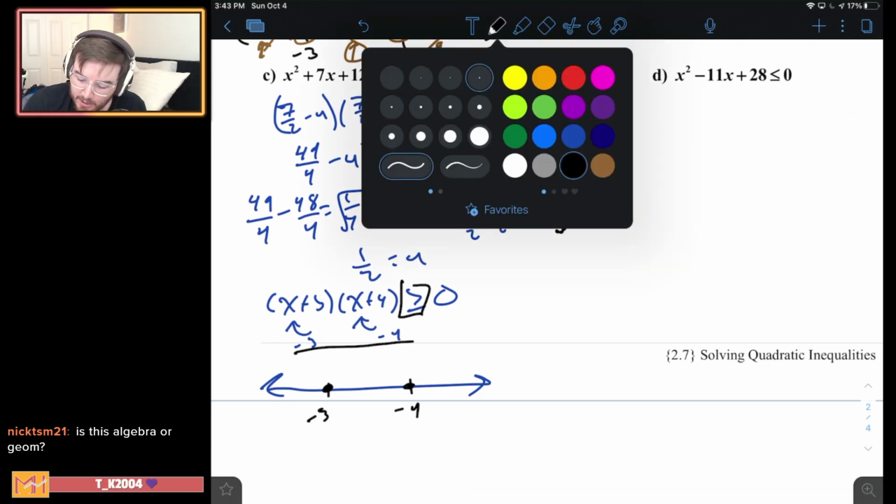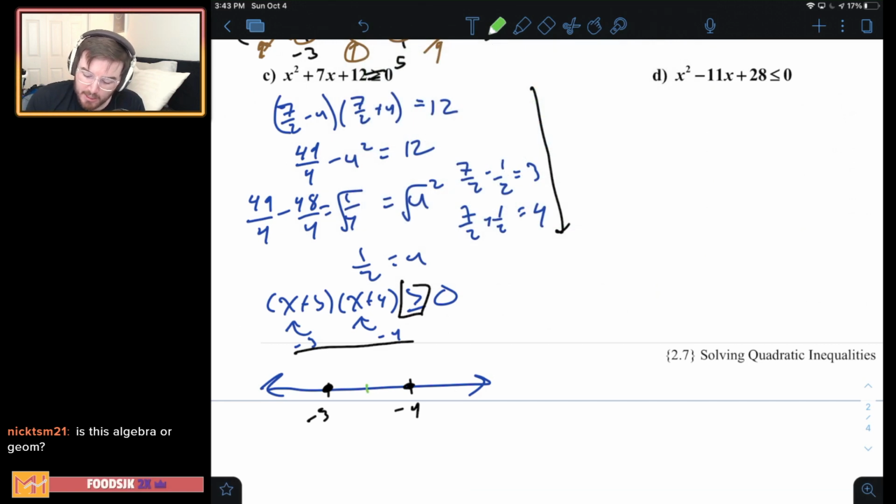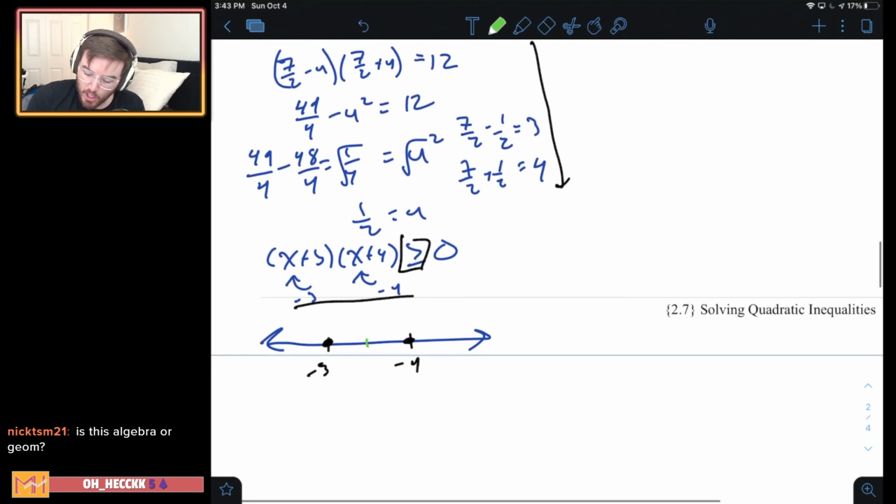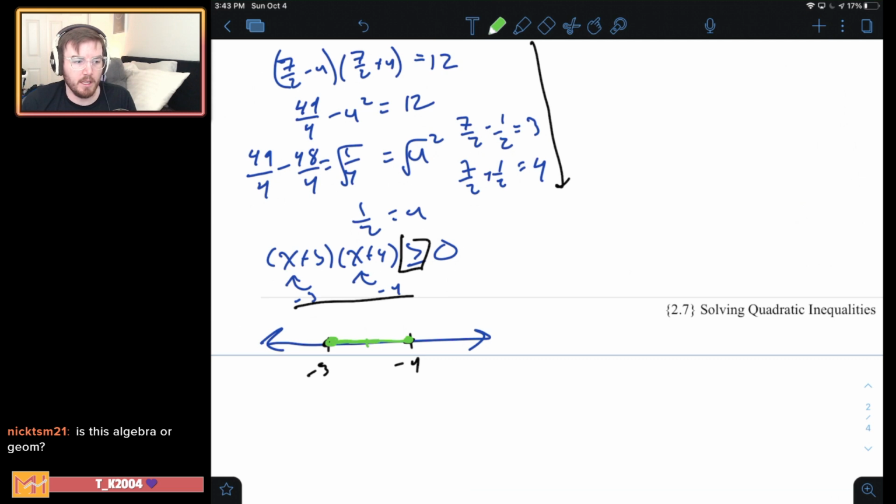Well, let's test out some numbers. If you plugged in 0, what would you get? 0 plus 3, 0 plus 4. So 3 times 4, that's 12. Is 12 greater than or equal to 0? Yes, it is. So this is a part of our solution. Now, theoretically, could these guys potentially be a part of our solution? Yes.